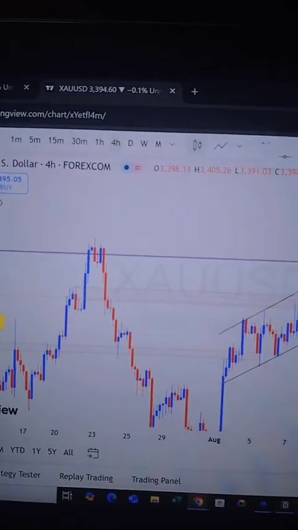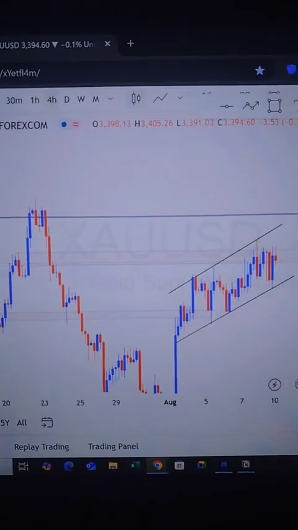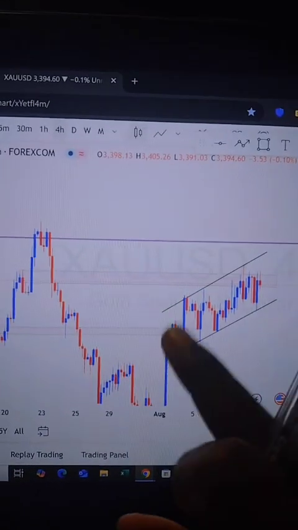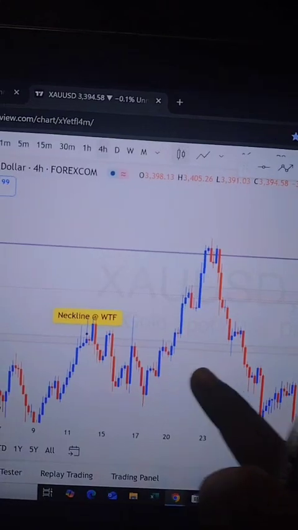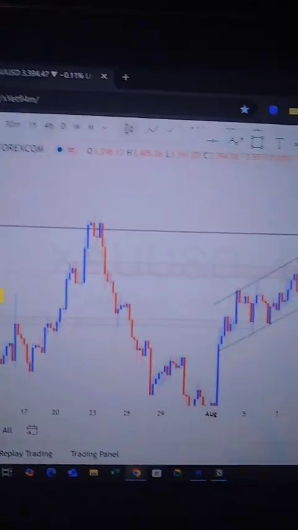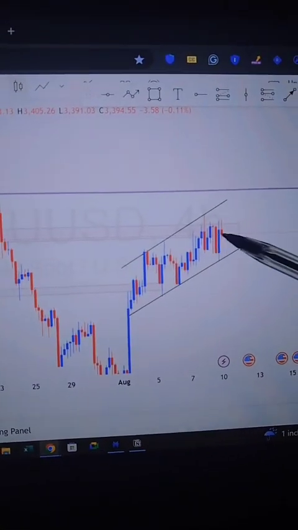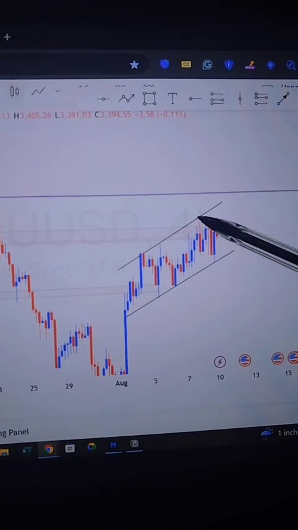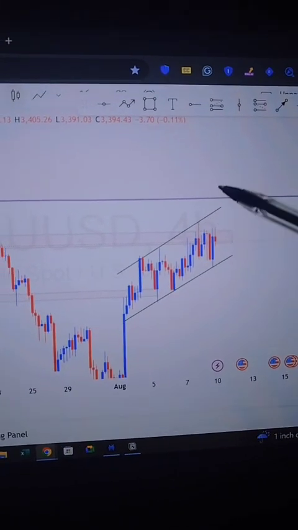On the 4-hour time frame, you can see that the market is already on a bullish trend, which is an uptrend. And to this place, I just marked out this zone. You can see here the market has been consolidating, and it has a fake out breakout here.